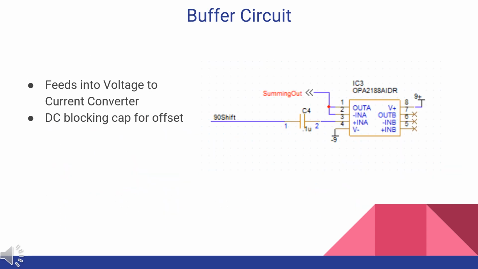Okay, after the active integrator, we feed the signal into a buffer circuit, and this is just a simple feedback circuit with a DC blocking capacitor just in case there's any additional offset from being amplified. And the point of this circuit is just to act as an infinite impedance between the previous amplifiers and the voltage to current converter, just to make sure there's no interference between the two sub-circuits.